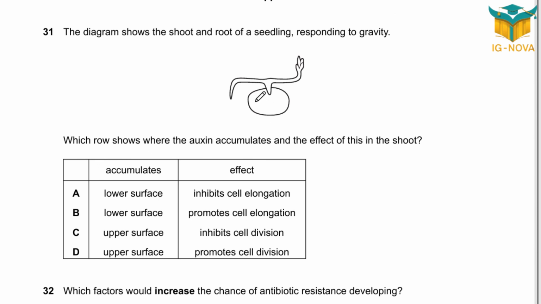What has happened to the shoot and to the root? The auxin, because the plant has been placed on its side, will accumulate on the lower surface. And if you check my previous videos, auxin causes cell elongation. So by the end, it causes elongation. So B.